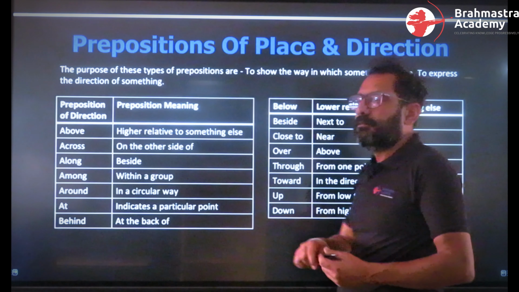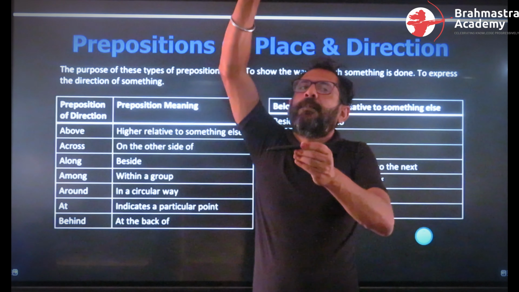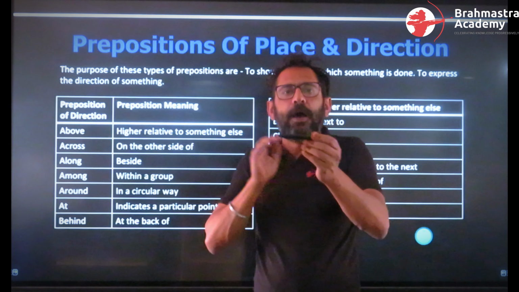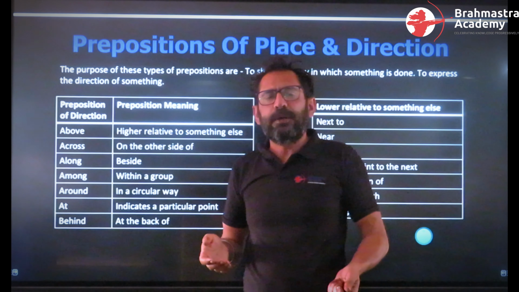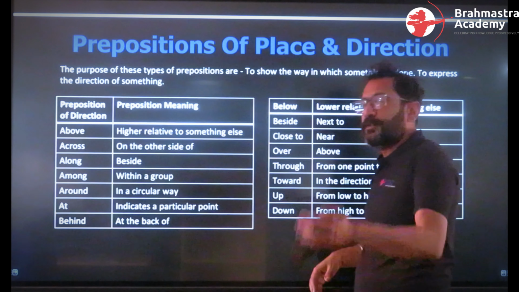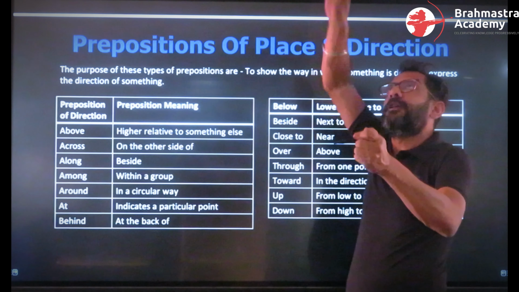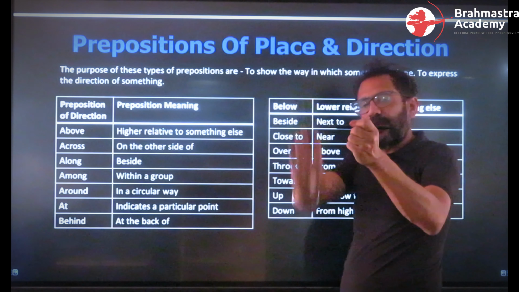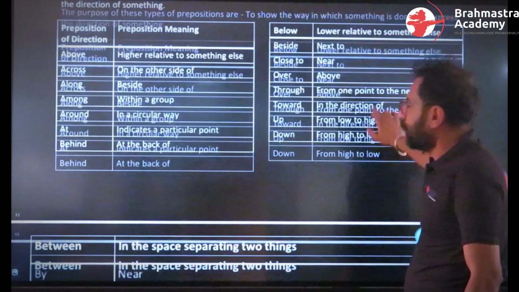Up and down. From this point, up. From that point, down. These are very simple prepositions. Up means from one point, something here, going upwards. Something here going downwards, we use down. Right?